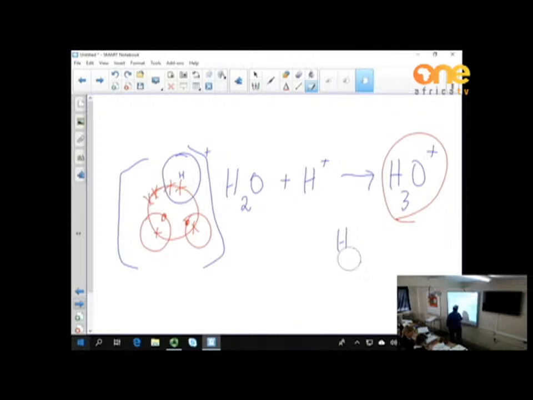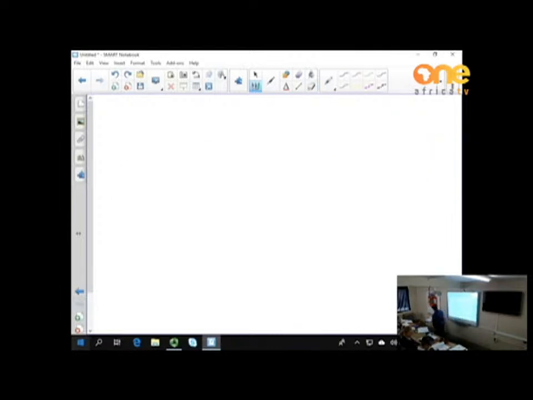Okay. Now, the third one that you need to know of how a co-ordinate bond is formed is with carbon monoxide, and this one isn't in your textbooks. All right? Now, carbon has got 4 electrons and oxygen has 6.